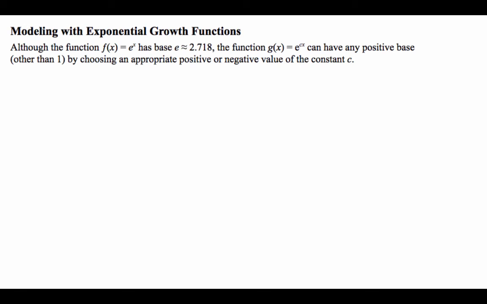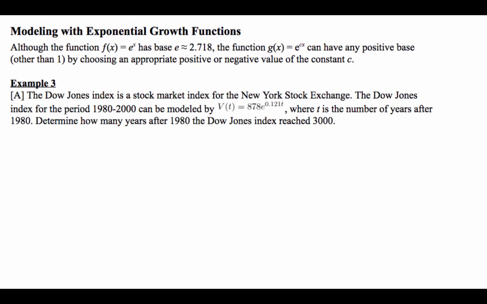So we're going to be modeling with the exponential growth function, and we know that the base e is about 2.718. And if you have a function like this, where c is positive, let's talk about an example here. The Dow Jones Index is a stock market index for the New York Stock Exchange, and the Dow Jones Index for the period of 1980 to 2000 could be modeled by this equation, where t is the number of years after 1980. So how long would it take after 1980 to reach 3000?